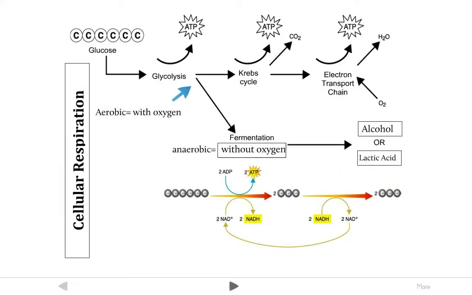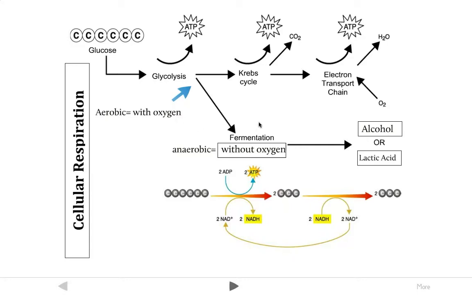Alright, now we're going to look at an alternative to cellular respiration. Here at the top we have cellular respiration listed. We go from glycolysis to the Krebs cycle to the electron transport chain. But for this process to work, you have to have oxygen present. Whenever a process requires oxygen, we call it aerobic. Aerobic means with oxygen.